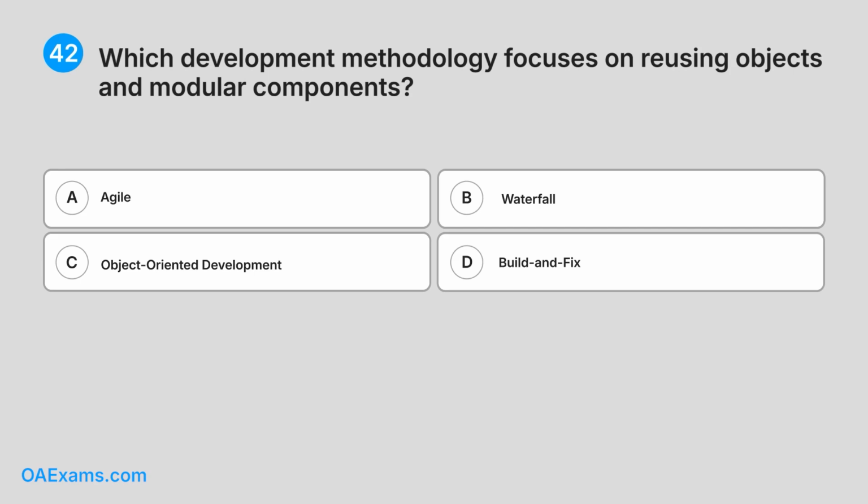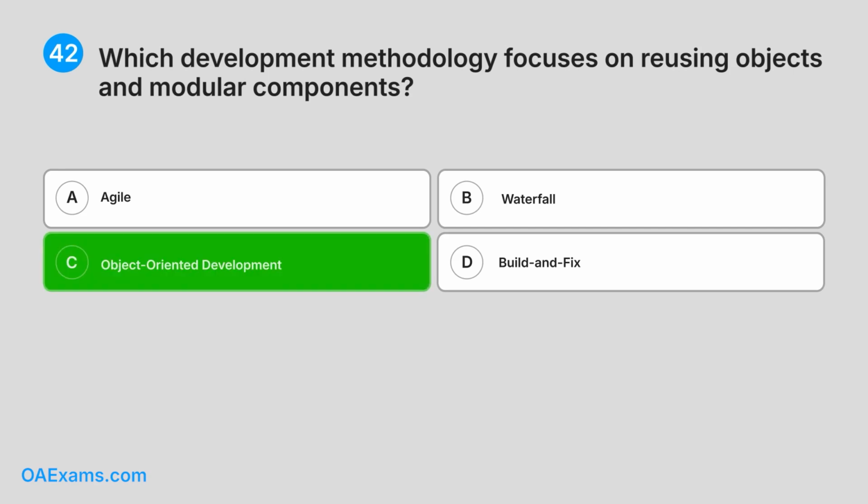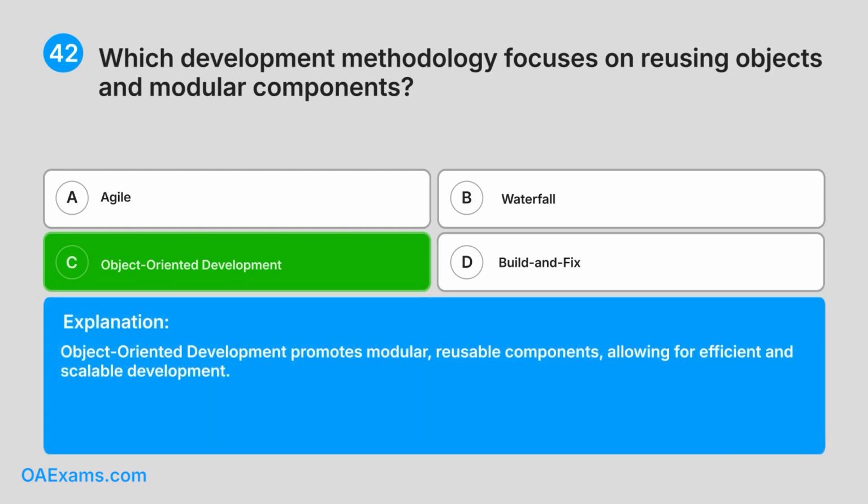Correct answer: C. Object-oriented development. Explanation: Object-oriented development promotes modular, reusable components, allowing for efficient and scalable development.